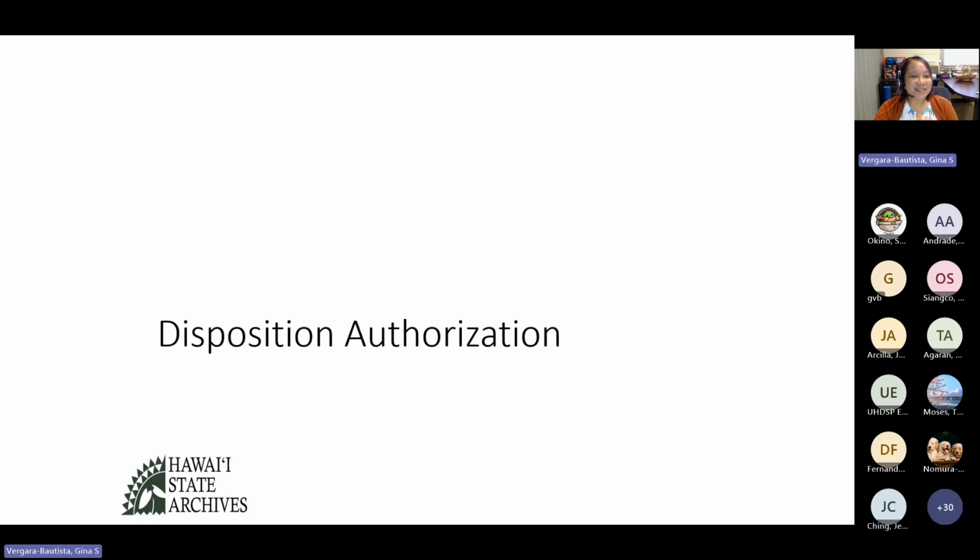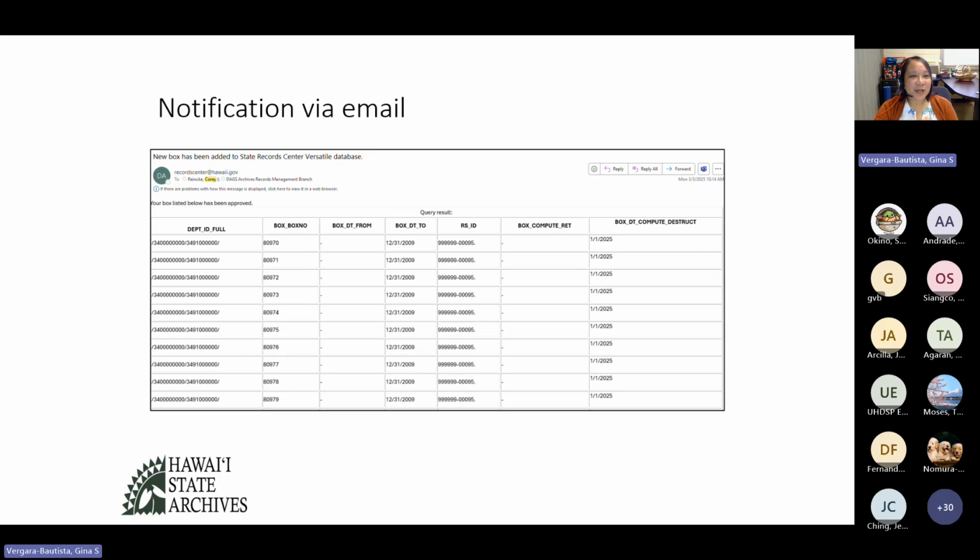Okay, so disposition authorization. When we start sending out notifications that records are eligible for destruction, as I mentioned earlier, we don't do the ARM4 forms anymore. We will actually create a batch record on Versatile, and we will assign the authorizer. The authorizer is the records custodian. Now, some of the records that were stored here have long retention, 10 years, some of them are 30-year retention.